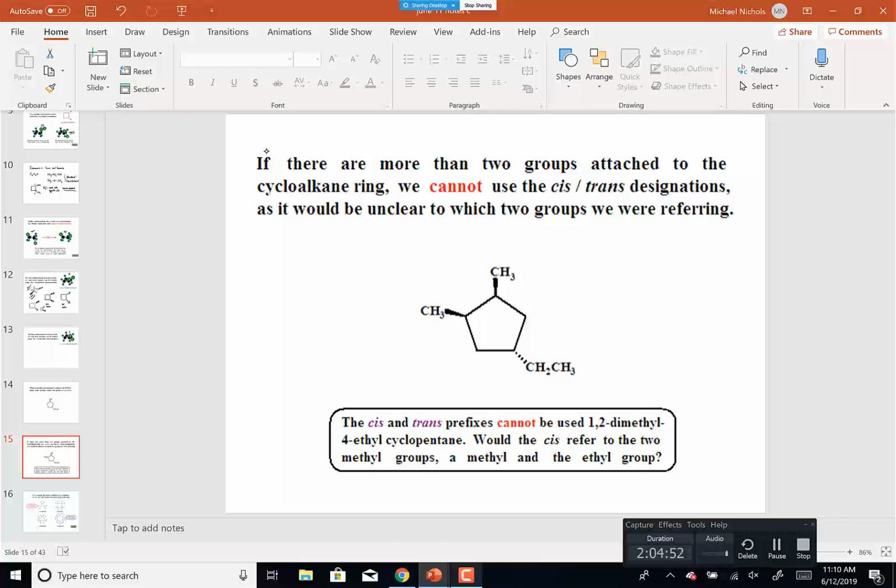Does cis and trans come into play when we're naming? For any problem that has two groups, if I put two bold wedges, you'd have to put cis in front of the name. If I put a bold and dashed wedge, you'd have to put trans in front of the name. If it has three groups, it can't be cis or trans in the name. It'll be R and S, and we'll get to that next week.